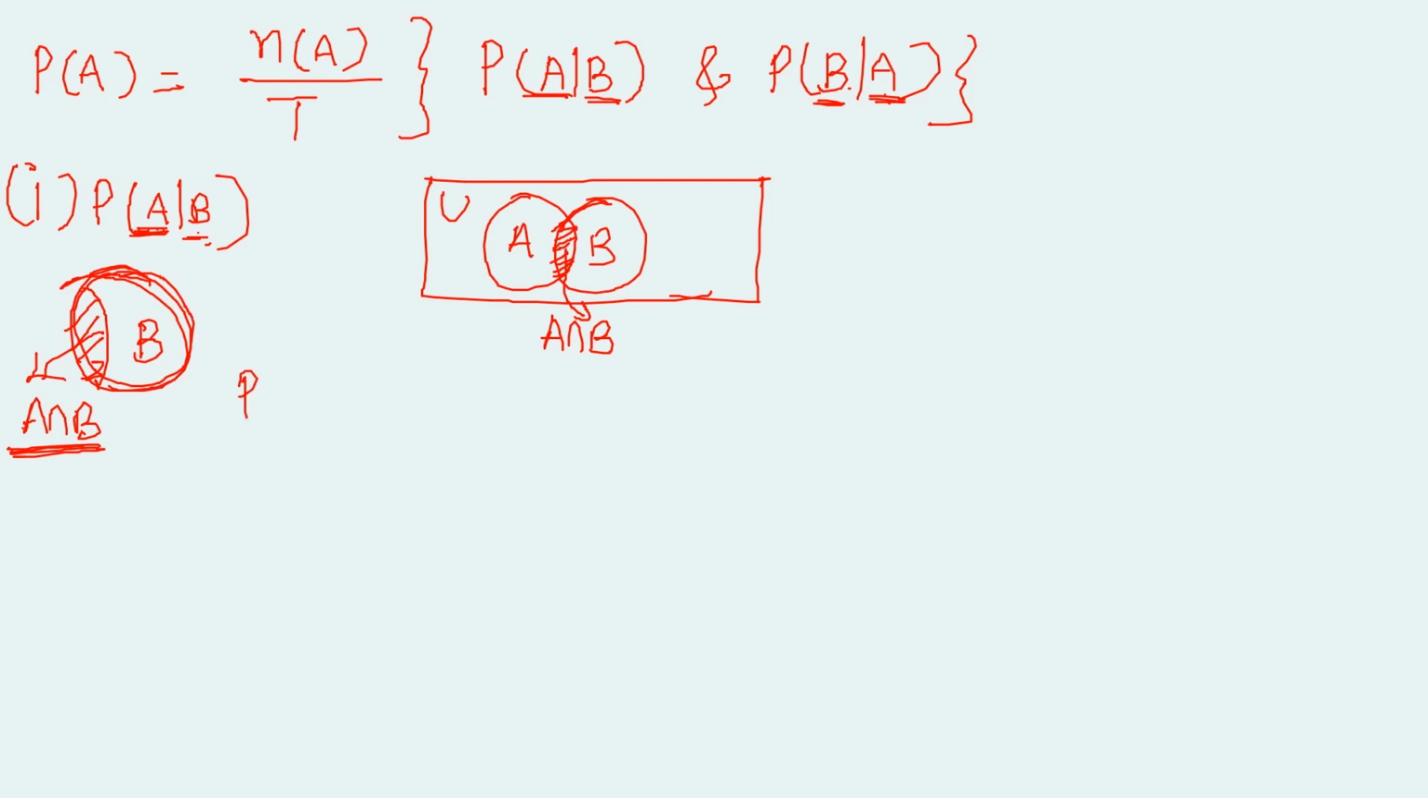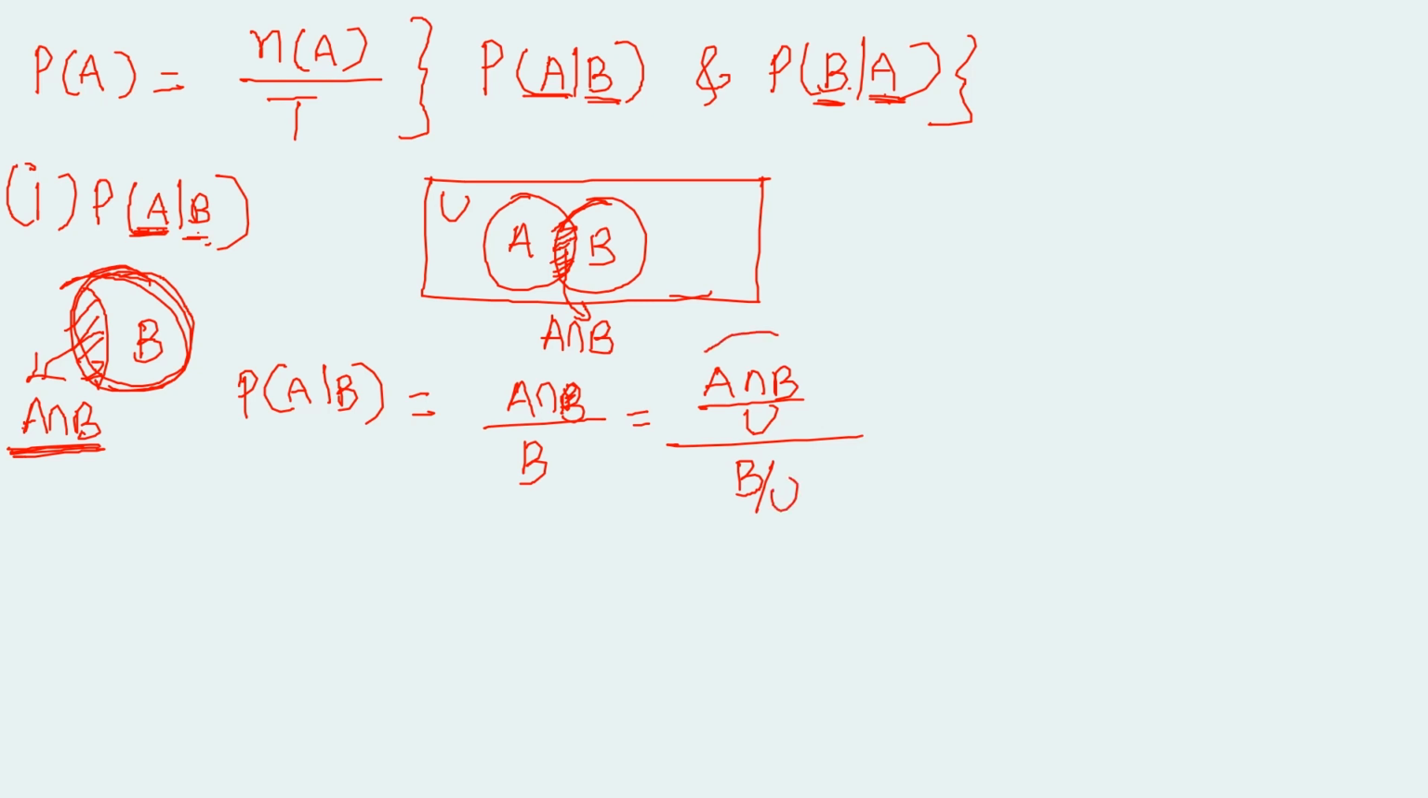In order to find the probability of A given B, we have favorable outcomes, that is A intersection B, divided by B. Dividing numerator and denominator by the universal set, we will have A intersection B by U divided by B by U. This A intersection B by U is equal to the probability of A intersection B, divided by B by U, which is equal to the probability of B.